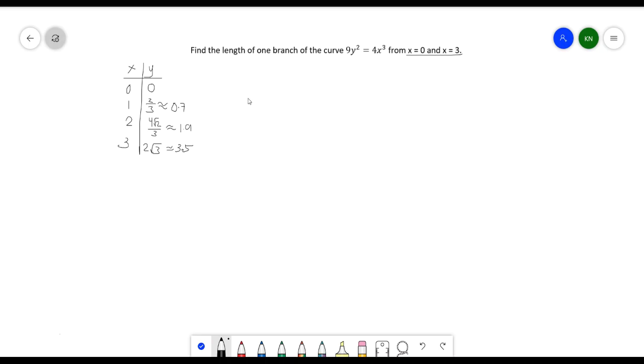3.5. Now, if you try to sketch or plot this one on our Cartesian plane, we have our 1, 2, and 3. We have 1, 2, 3, and 4. So 0, 0, that is somewhere here at the origin. We have 1 and 0.7, so it's around here.